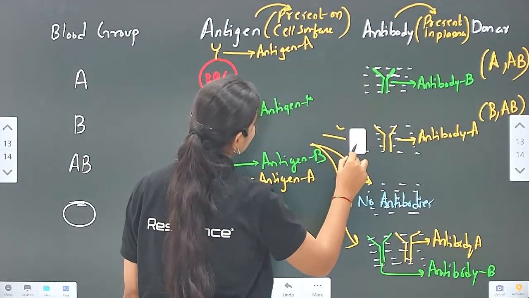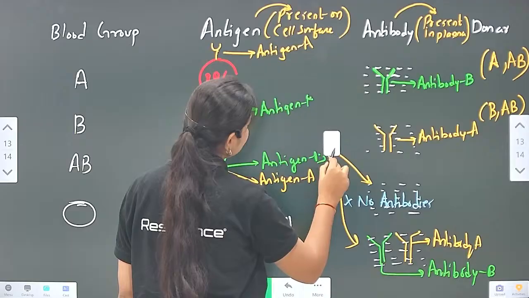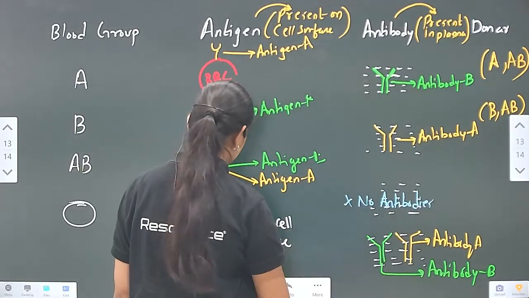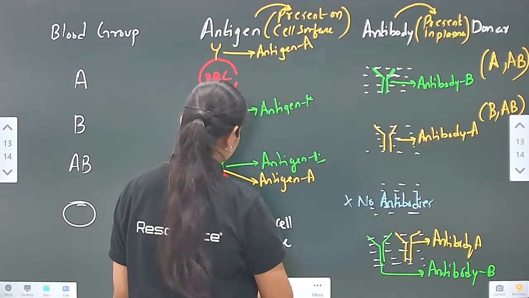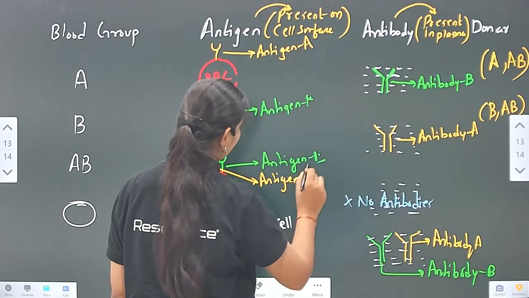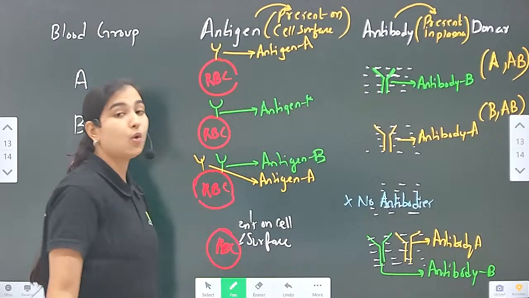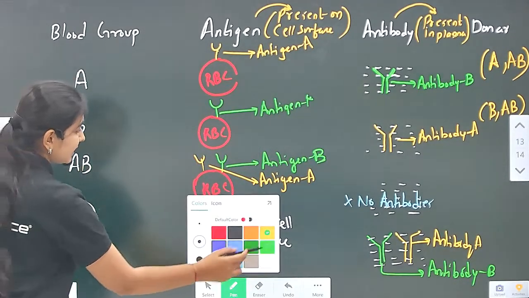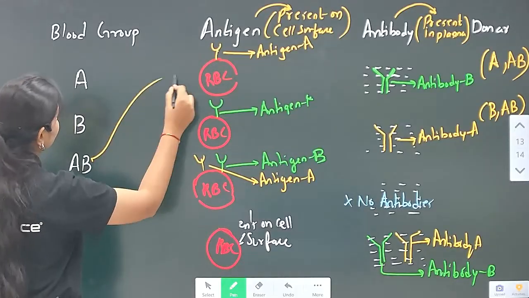Now, moving on to the next blood group. What is the next blood group? The next blood group is blood group AB. Why is it called blood group AB? It is called blood group AB because of the presence of two antigens, both antigen A and antigen B. Now let us see, can AB donate blood to A?